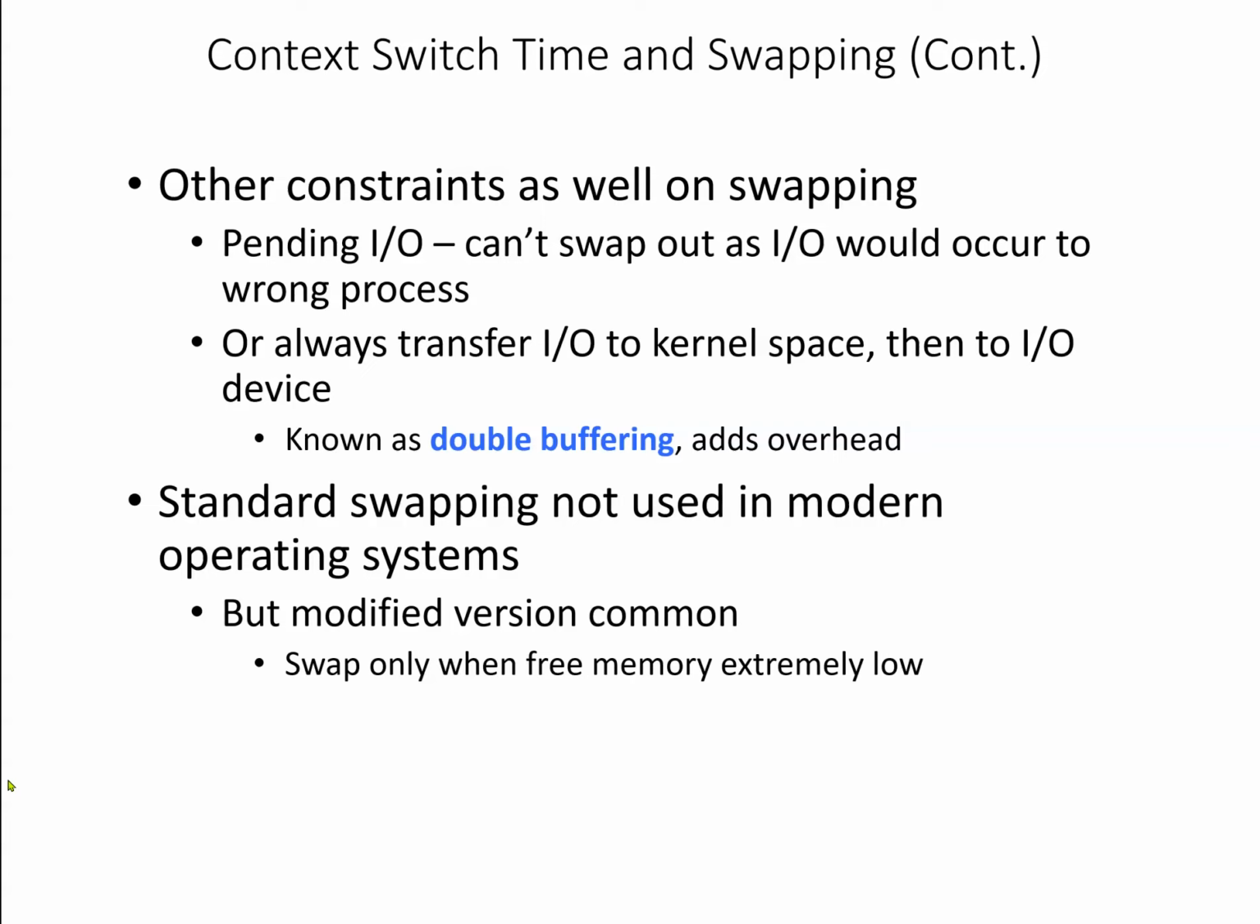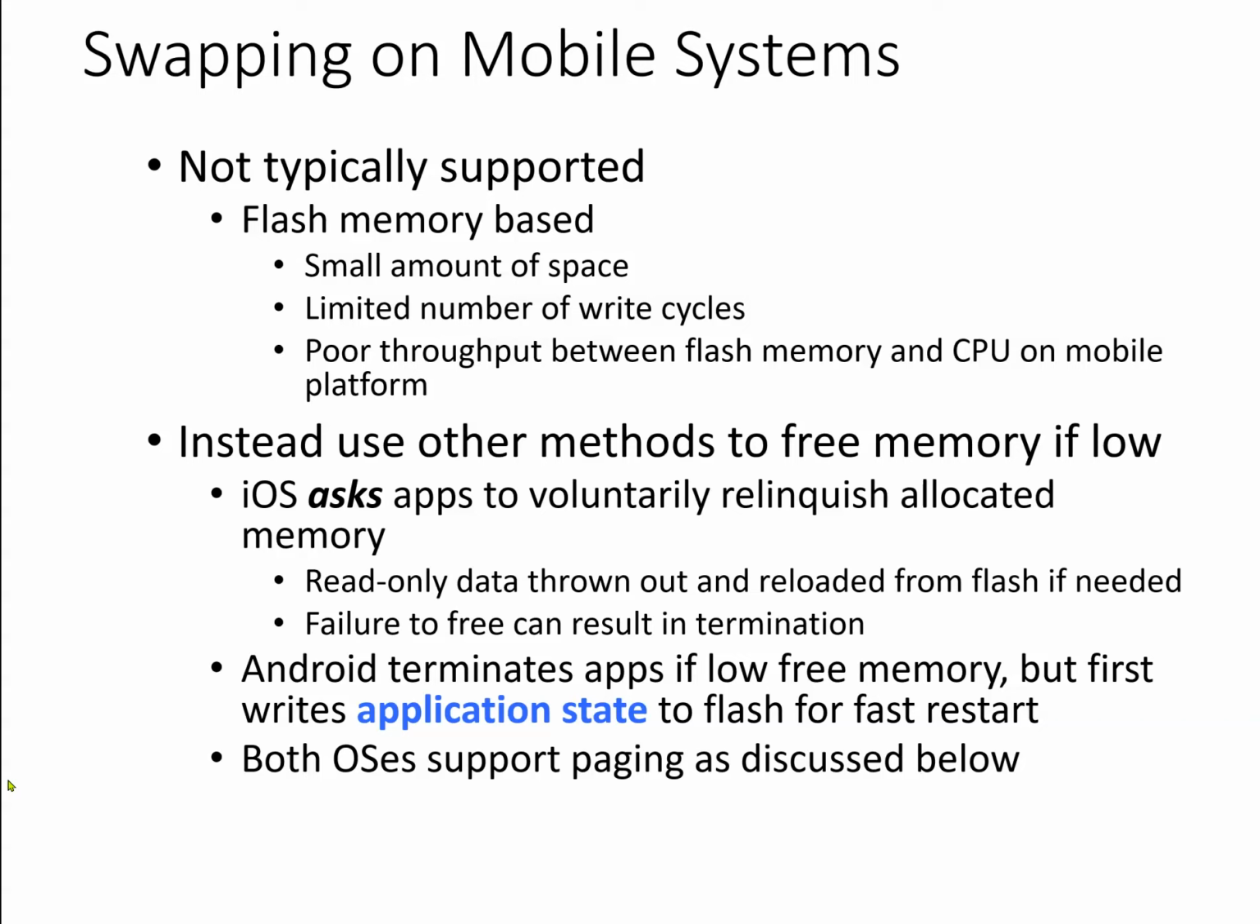Standard swapping is almost never used in modern operating systems. We use modified versions of it or different approaches. We swap only when memory is extremely low, and at that point you should be noticing enough performance loss that you'll probably go in and kill some processes.